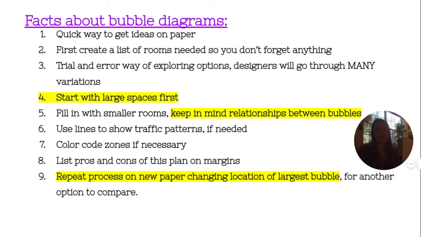And you're going to list the pros and cons of your plan in the margins after each time that you do it so that you can be like, ooh, I want to keep this, but I want to change this. And then you're going to repeat the process on new paper, changing the location of the largest bubble for another option to compare. So that's how you would start each one: change the location of the largest bubble and then move things around it. Or if you really liked the location of the largest bubble, maybe you change the location of the second largest bubble. That's just a suggestion.